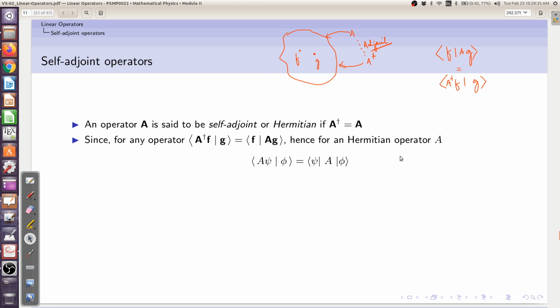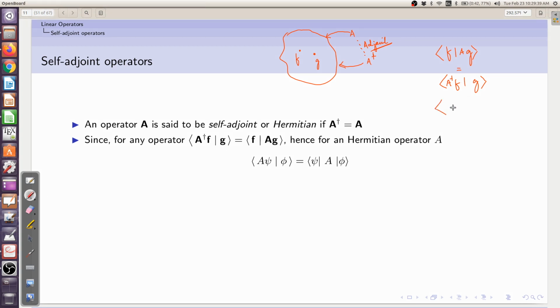So it really does not matter. You can just move this around. If I have a scalar product of f and g, then this operator A you could place either over here or over here, any way you want. Then we say that this is a Hermitian operator.